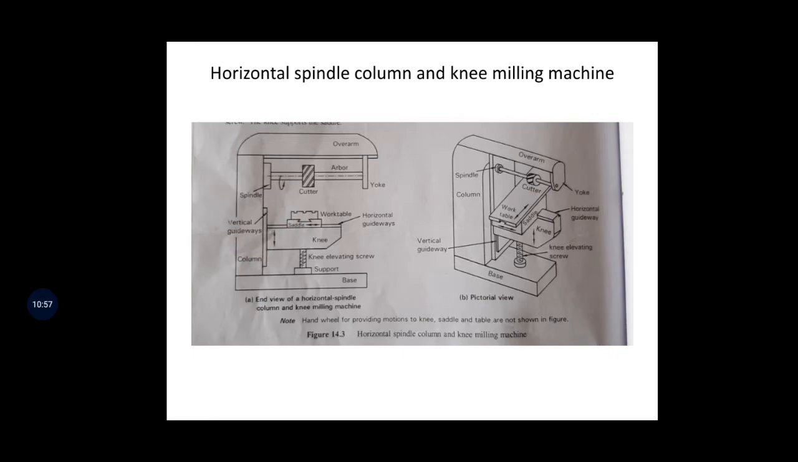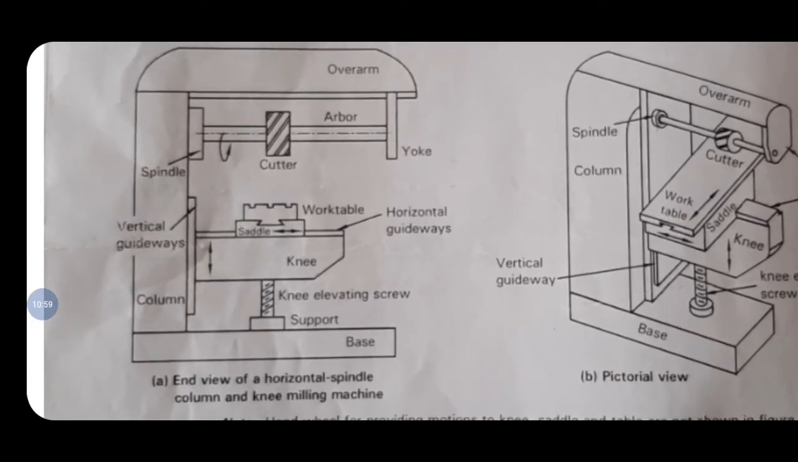So coming to the horizontal spindle. Horizontal spindle means you see the spindle is horizontal here. The horizontal shaft is called the arbor. On the arbor we have to mount the cutter. How to mount the cutter here: this is the milling cutter, this is called the overarm, and this is the spindle. So the horizontal spindle is there; it's called the horizontal spindle machine. This is a work table. On the work table we have to fix the workpiece.